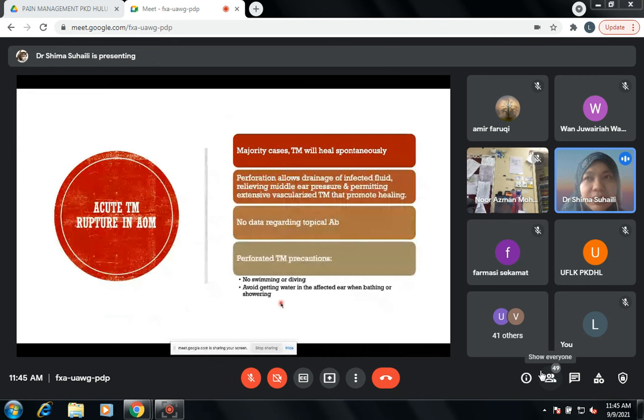One of the complications of acute otitis media is the perforation of the tympanic membrane. When they have the perforation of the tympanic membrane, you don't have to worry because in the majority of children the tympanic membrane will heal spontaneously. When there is a perforation, the fluid can be drained and it will relieve the middle ear pressure, and this will relieve the pain. So this is something good, but not really good for the child.